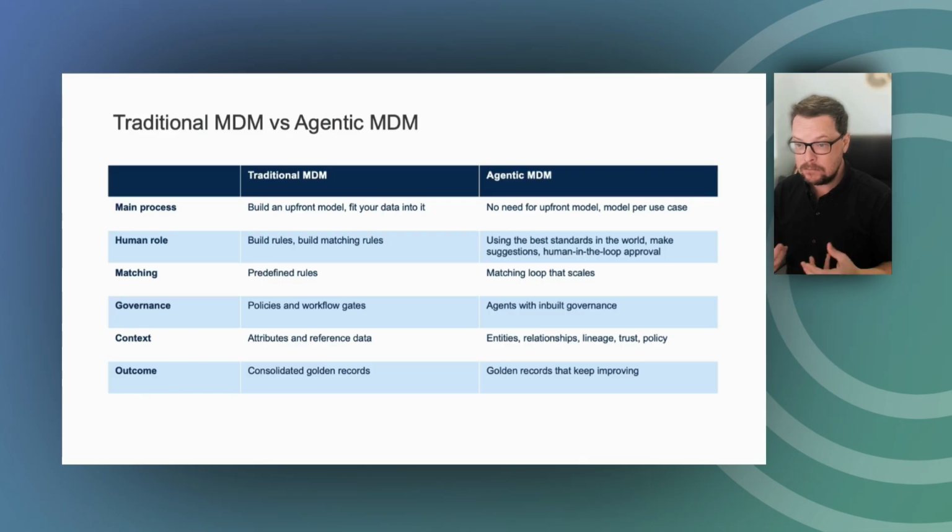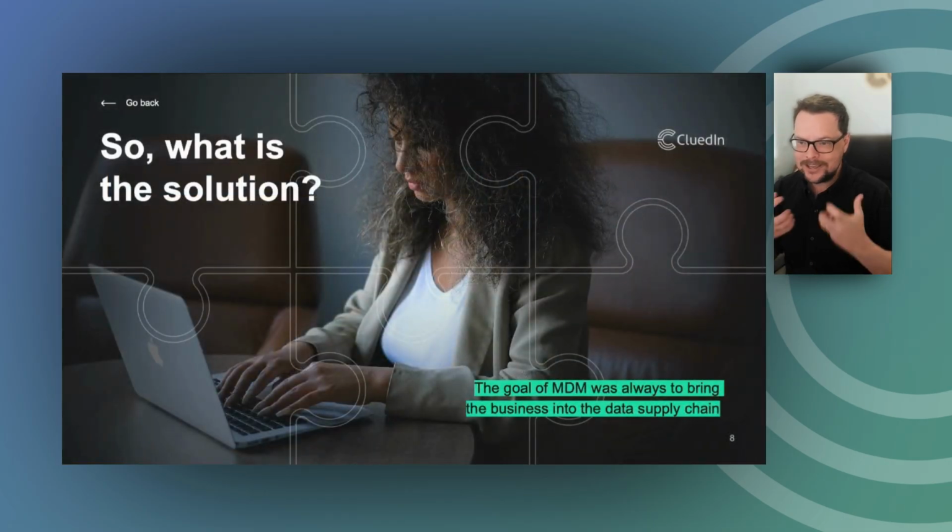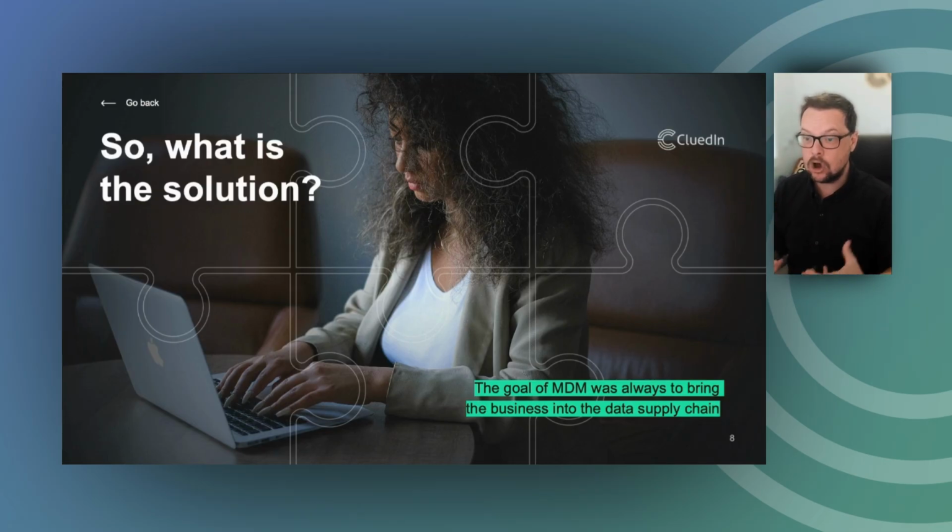I am of the firm belief that data is not just correct. It can be correct for different use cases depending on the audience as well. So what is the solution? Really, at the end of the day, the solution is to bring IT and business together. MDM and data quality is somewhat seen as the conduit of how to do that.